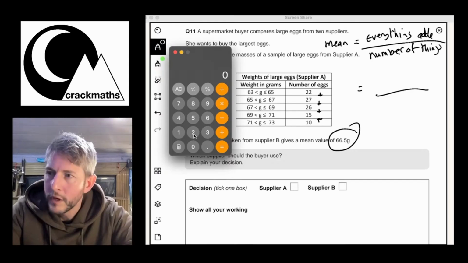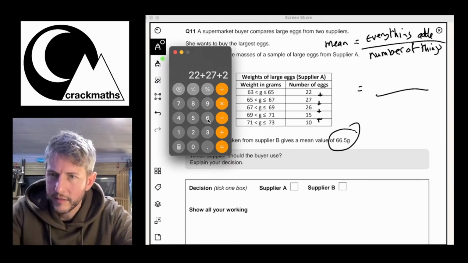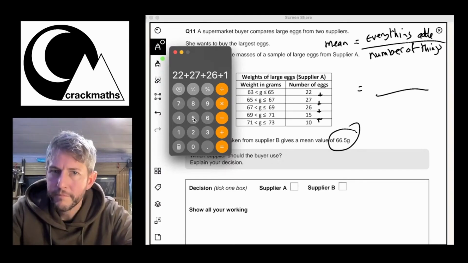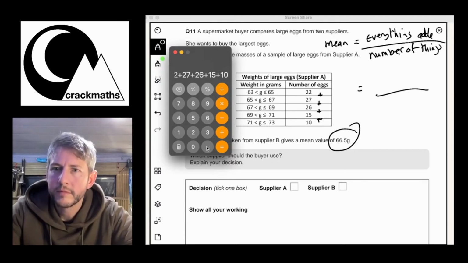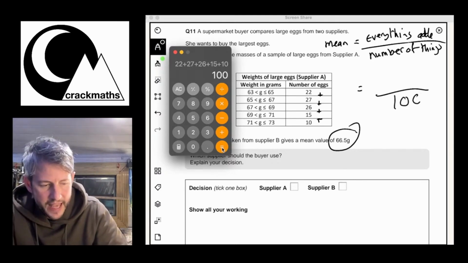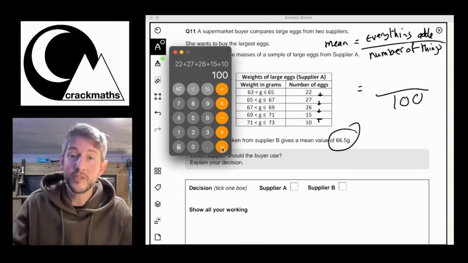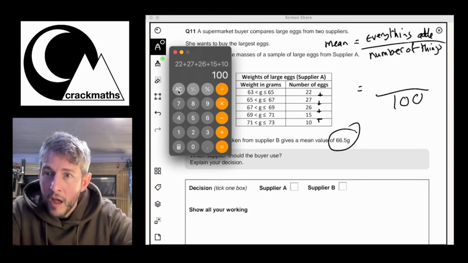So we've got 22, add 27, add 26, add 15, add 10. Okay, so that's nice and easy. It's a sample of 100 eggs. Right, now we need to work out what the total weight of all of these 100 eggs is.